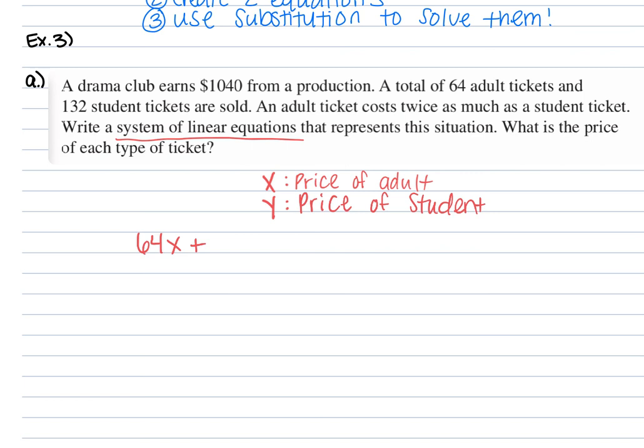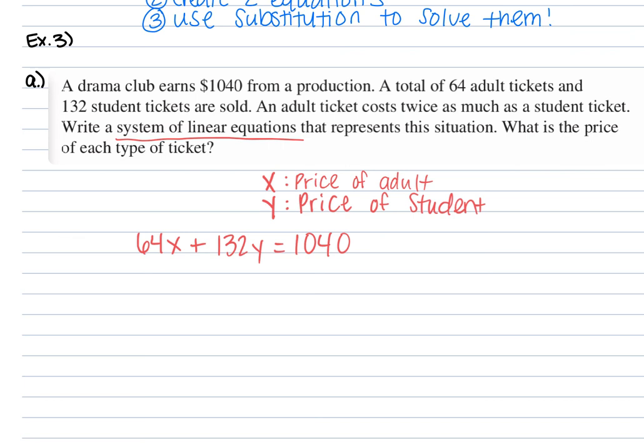She said 64, which is the number of adult tickets, times the price of the adult, plus what? Sabrina? 132. Good. Equals 1,040. Excellent. So 64 tickets for adults, times the price of the adults, will give you the amount of money you earn from the adults. Do you guys agree? Plus, how many student tickets were sold? 132. You multiply that by the price of the student tickets, and that will give you the total amount that you made. Perfect. So this works.